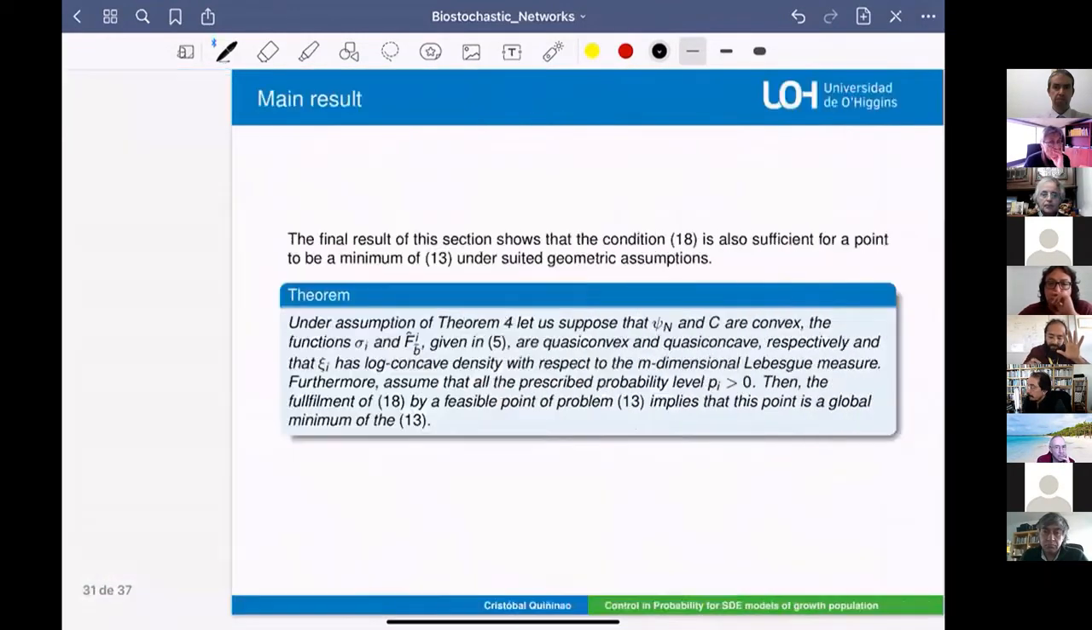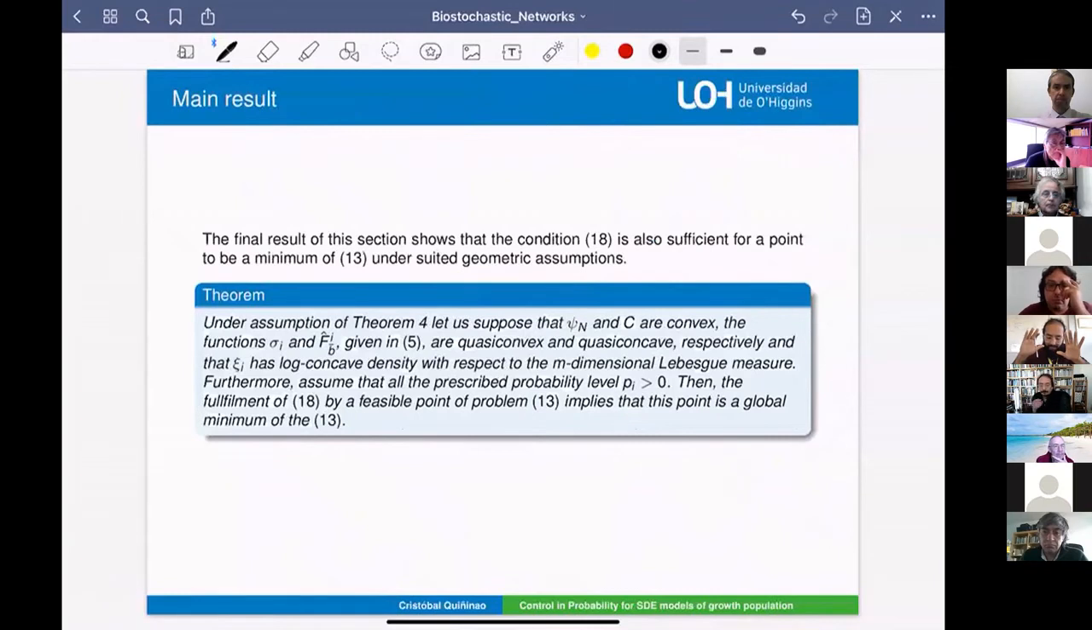But the good news and the main thing is that if you have this convexity on both the set where you look for the controls, if this is convex, and if the cost or objective function that you have full freedom to take is also convex, then everything works fine.